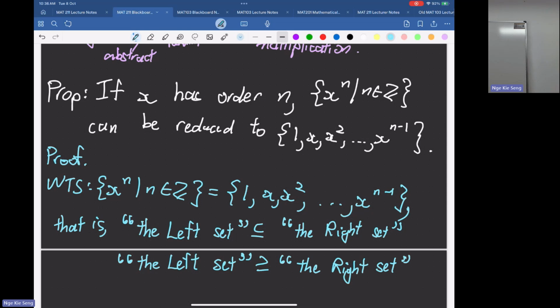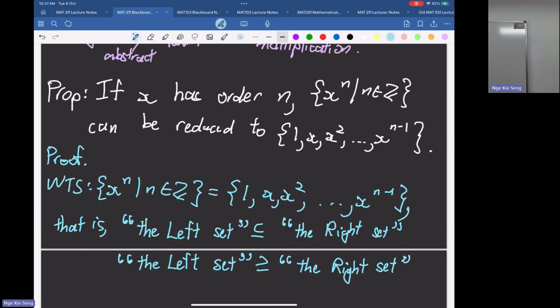X to the negative power, and what else? X to the n, and any power greater than n, which are not in the right set. So how? Use the assumption. What does the assumption say? Assume that x has order n. So what happened to x to the power n in particular? It equals the identity. Is the identity on the right side or not?